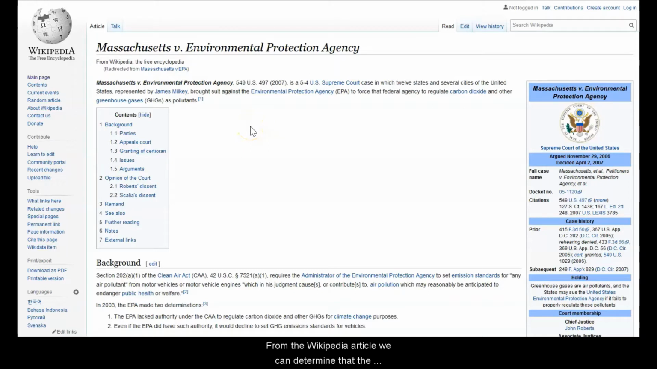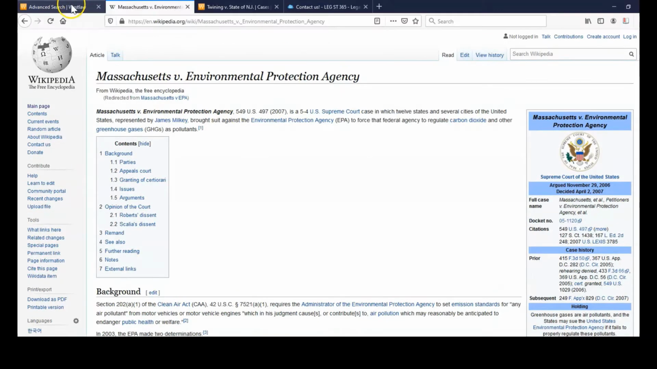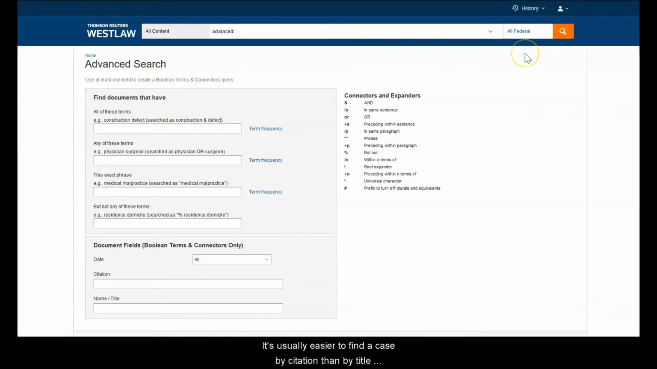From the Wikipedia article, we can determine that the citation is 549 US 497. This means that the decision was published in the 549th volume on page 497 of the U.S. Reports, which is the official record of the Supreme Court. It's usually easier to find a case by citation than by title, because many cases might have the same title, but the citation is always unique.